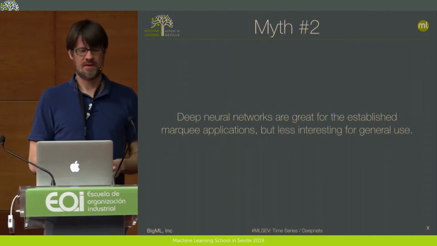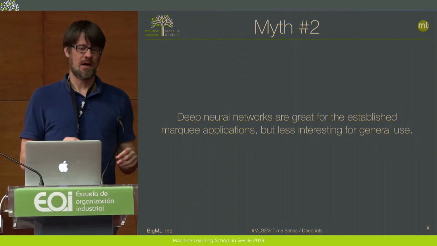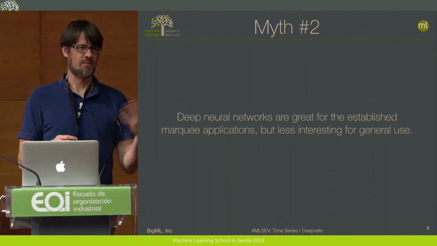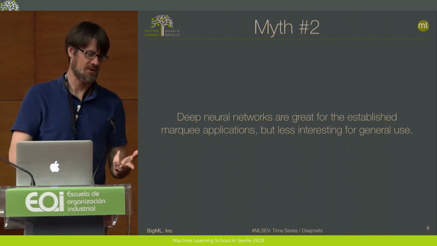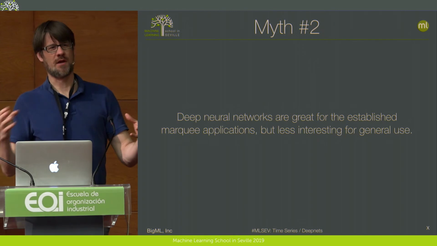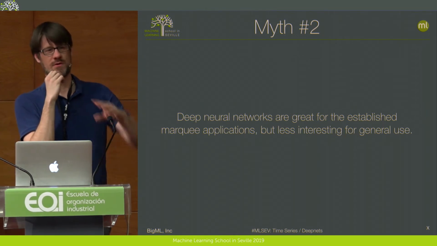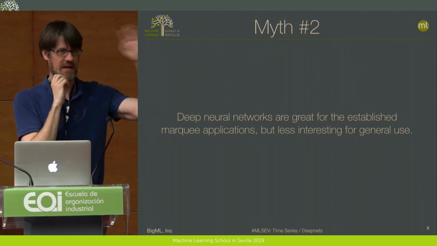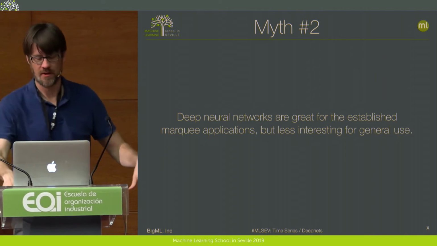And so this is the second myth: that deep neural networks are great for these marquee applications for vision, speech recognition, a few different text things, but they're less interesting for the general machine learning problem. For those, you should use something else. You should use XGBoost or whatever software you've heard about.